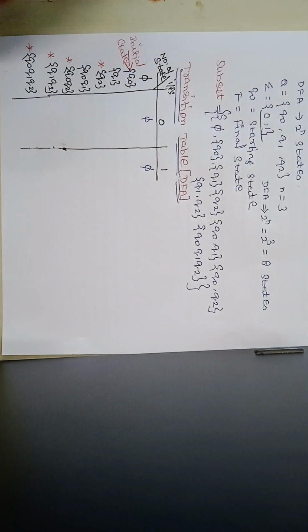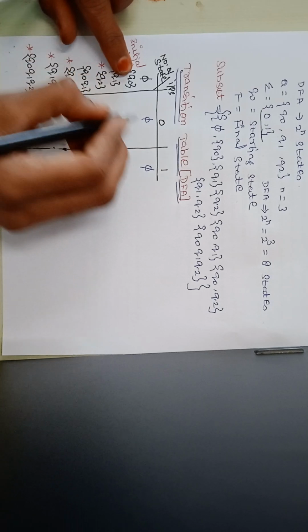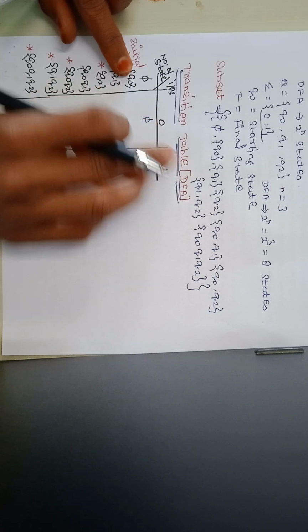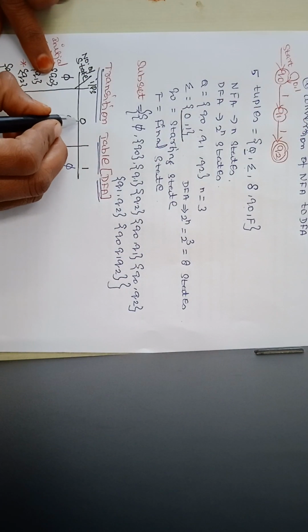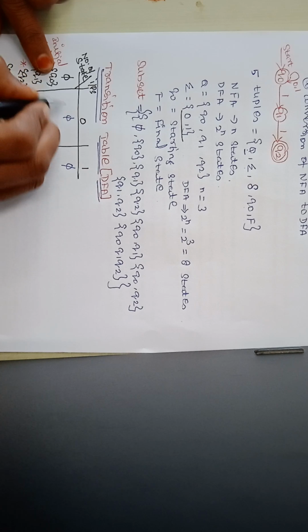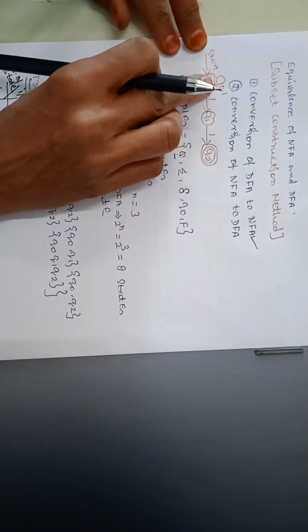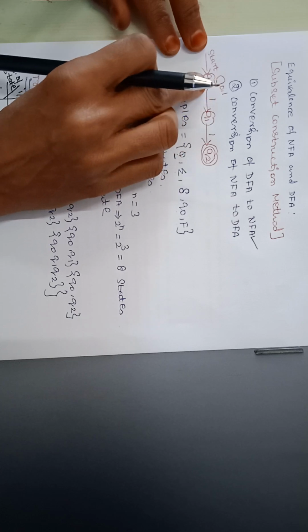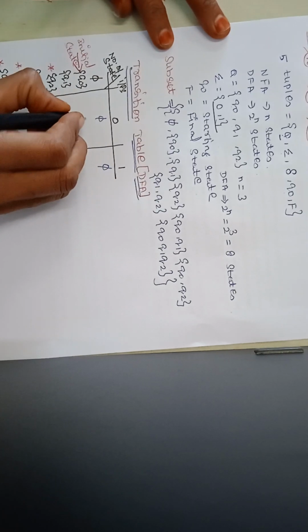Okay, next one. For the state Q0 with input symbol 0, in this diagram Q0 is the state and 0 is the input symbol, so the transition will occur to Q0 also. So Q0.